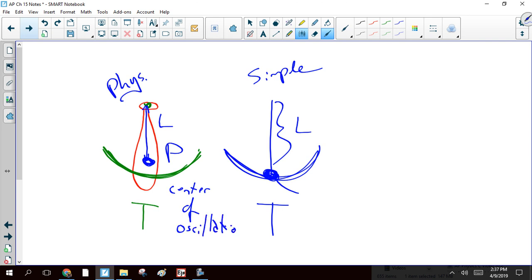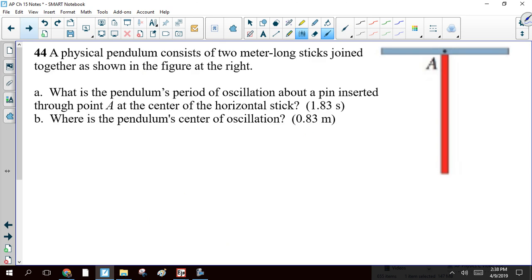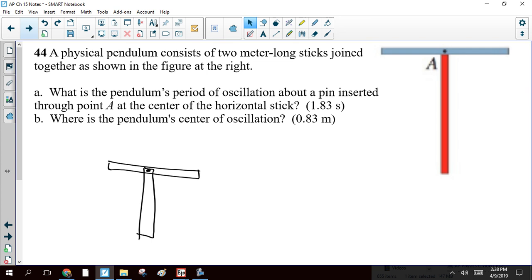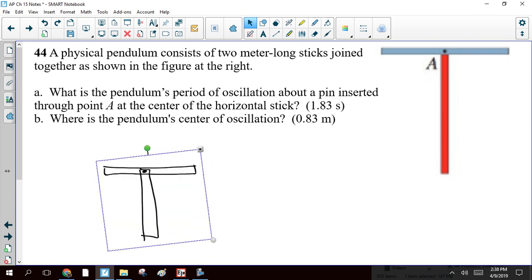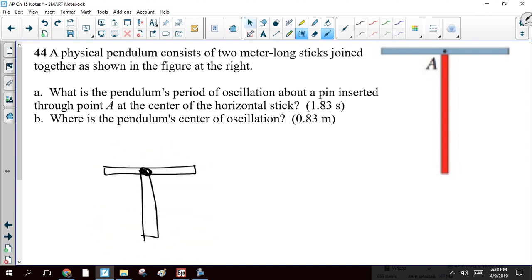I'll do an example where we find a center of oscillation here in just a minute. So I think that's the next slide. Yes, here we go. We've got this physical pendulum. It consists of 2 meter-long sticks joined together as shown in the figure at the right. So you've got 1 meter stick going this way, another meter stick going this way. It's pivoted right here, so it's swinging back and forth, except this point here is staying fixed, and then oscillating back and forth.